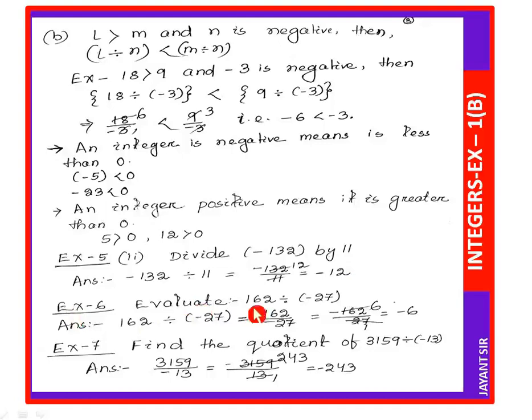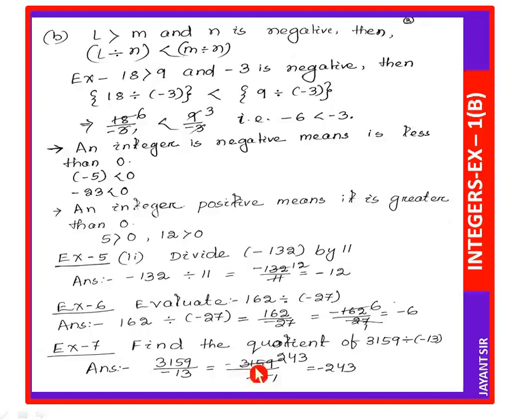Next, example 6: evaluate 162 divided by minus 27. Plus divided by minus gives minus. 27 sixes are 162, so the answer is minus 6. Next, find the quotient of 3159 divided by minus 13. Again plus divided by minus gives minus.